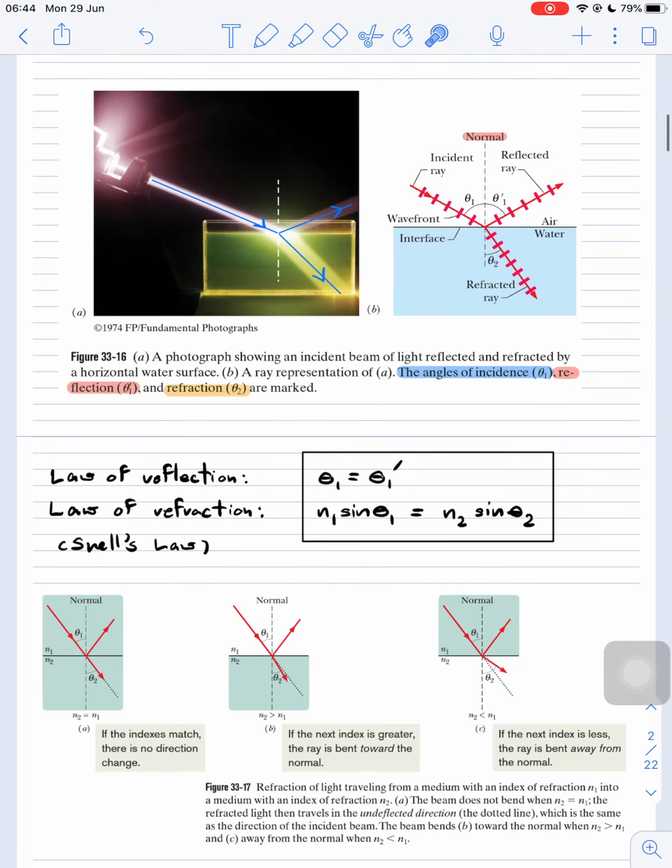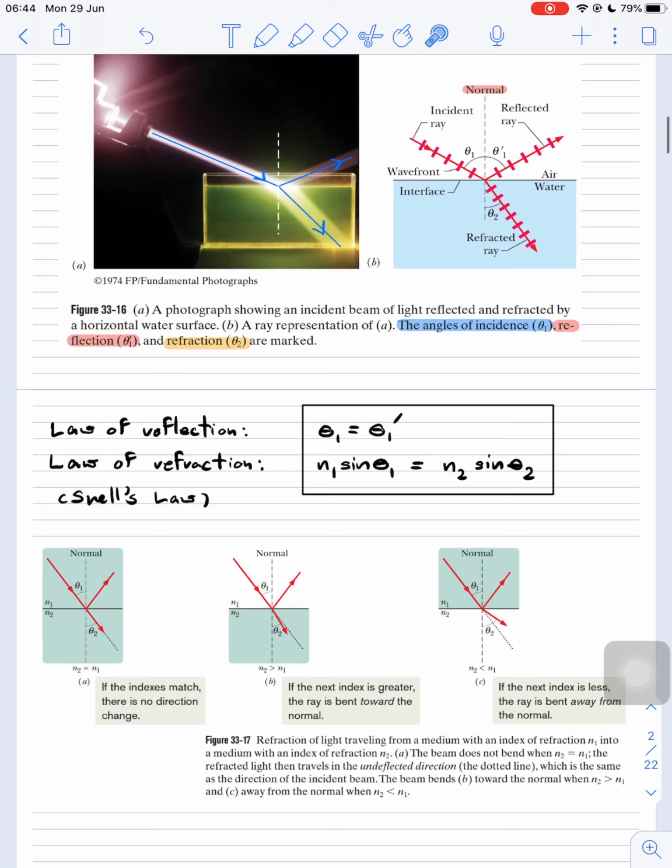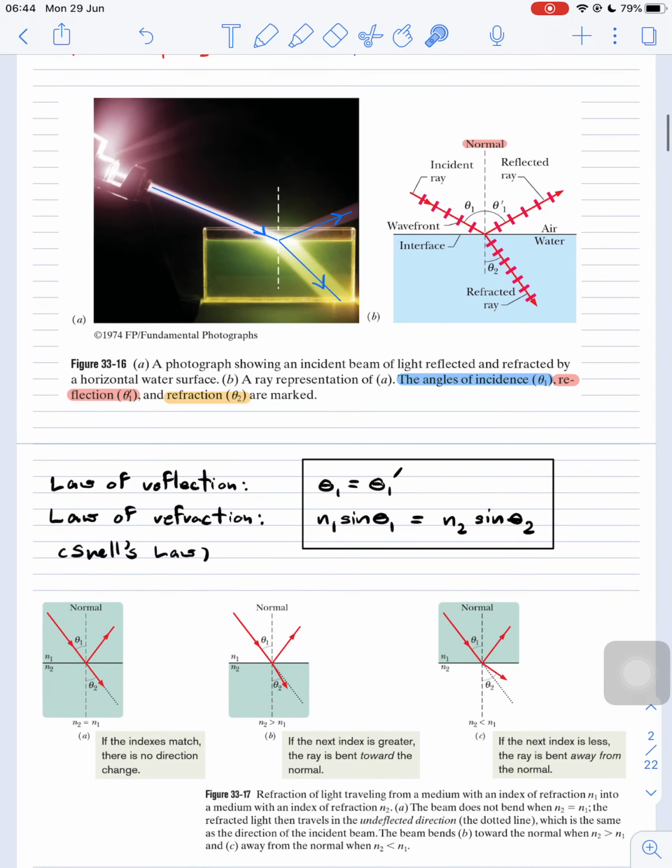We can use Maxwell's equations. Remember from the previous chapter, we can use Maxwell's equations and the boundary conditions that we haven't mentioned before to solve for the relationship between theta 1 prime, theta 1, and theta 2. For the law of reflection, we can show that theta 1 equals theta 1 prime. It means that the angle of incidence is equal to the angle of reflection.